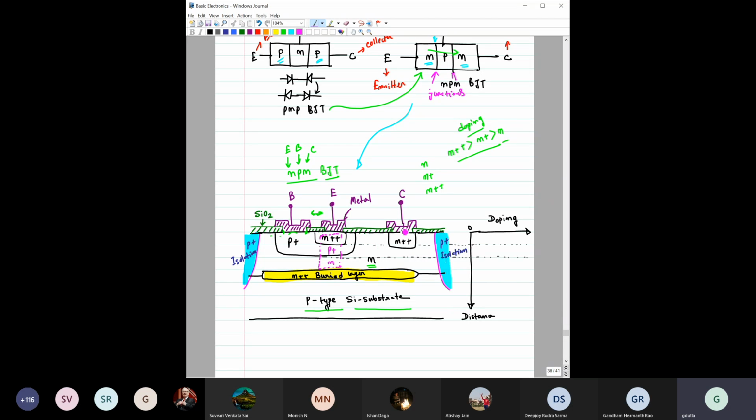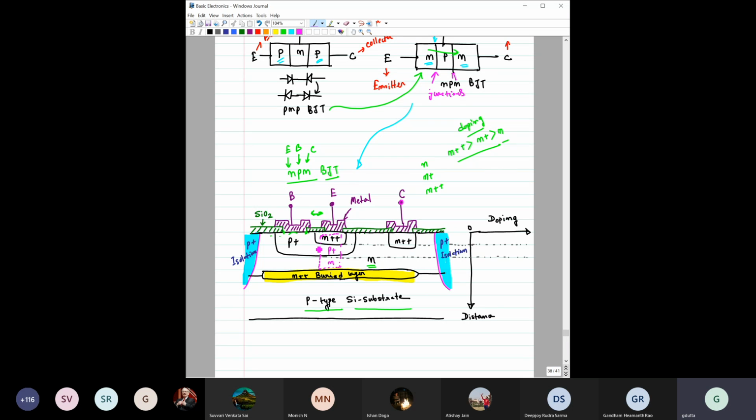Now, here is this collector. You can take one contact directly with this N from the top, but rather than doing that, we make another N plus region to get a better contact, and make an ohmic contact with this. This is our third terminal, the collector. So it is the emitter, the base, and this is the collector.